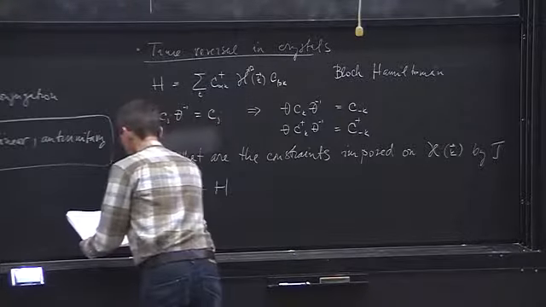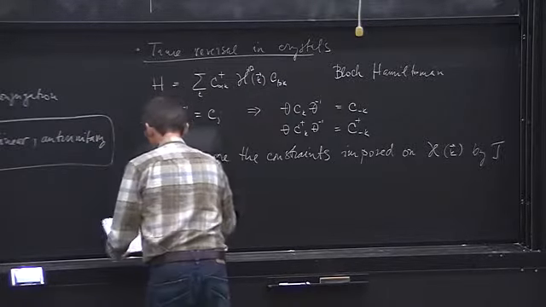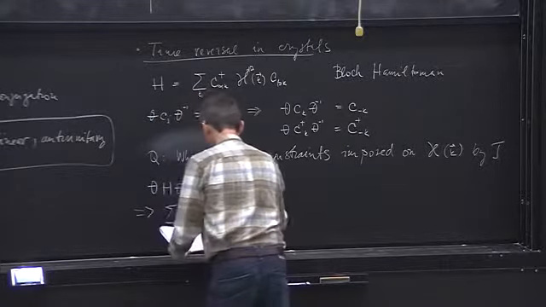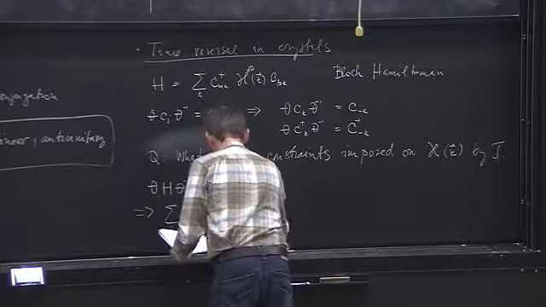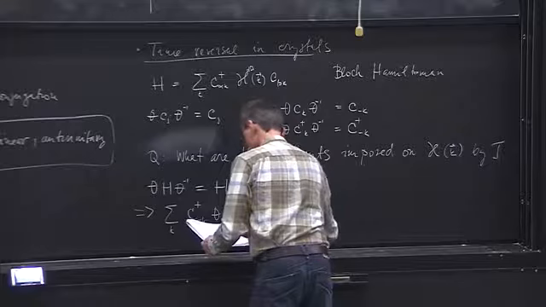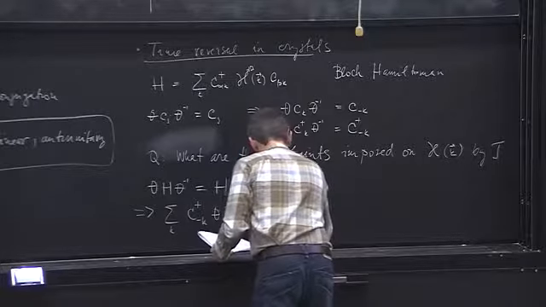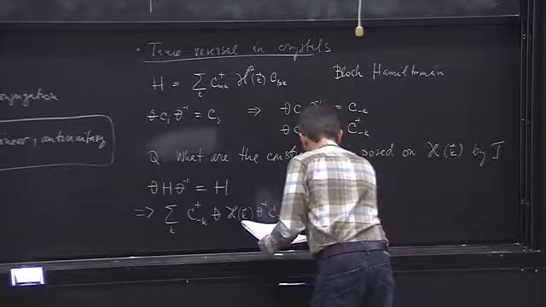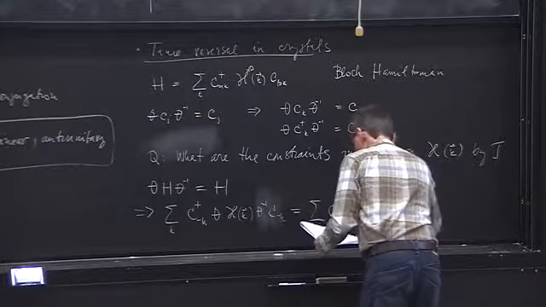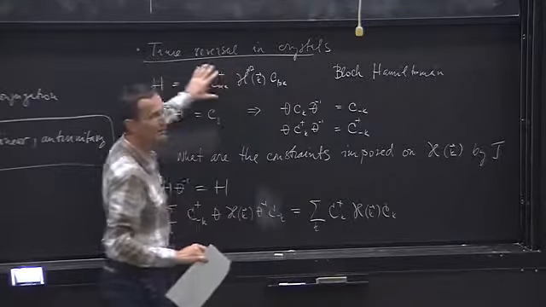And what we get from here, so we just substitute the form of this Bloch Hamiltonian into here, and we get that sum over k, c dagger minus k, theta h_k, c minus k is equal to sum over k, c dagger k, h_k, c_k, right? So I'm just writing the same equation, but I already substituted for this.